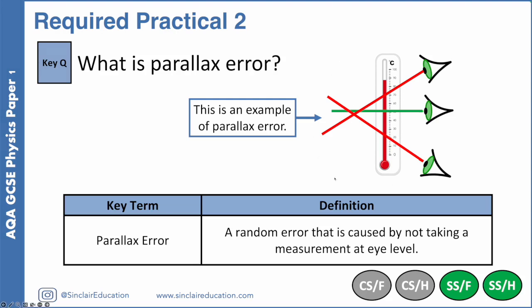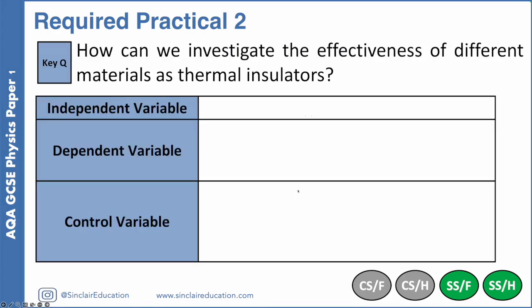A way of avoiding this is you could instead choose to use a digital thermometer that as a benefit will give a higher resolution, but would also remove this issue of a parallax error. Now, when looking at our effectiveness of different materials as thermal insulators, our independent variable here will be a type of material. And I advise, if you're writing a method, to specify that you'll use 5 different materials, one of which could just include air.